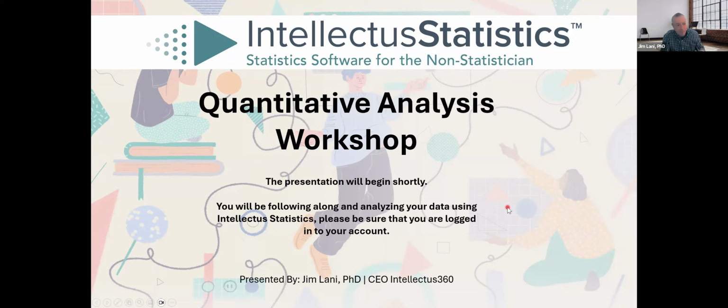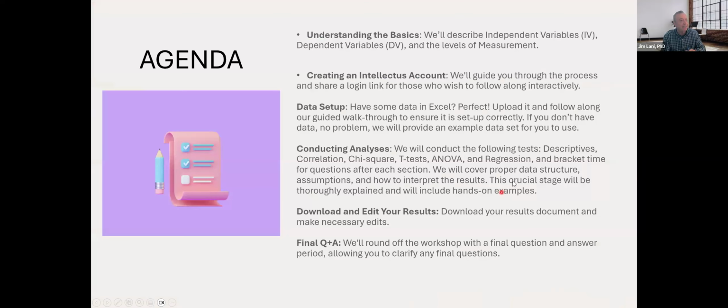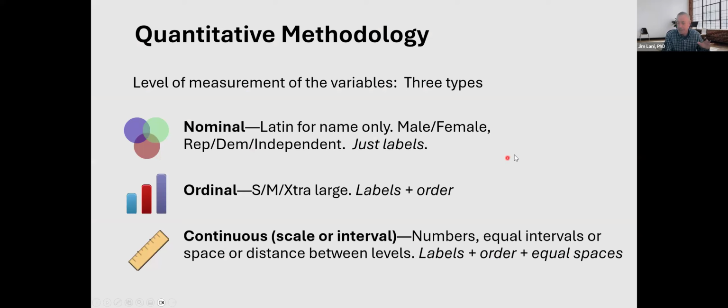So we need to talk about basics. First, the agenda. I'm going to go over what independent and dependent variables are, log into the Intellectus account, and set up your data. People ask about that. I hope some of the people I've spoken to over the past several days will show up and raise your hand and let me help you here. We'll do some analyses and how we download it and so forth.